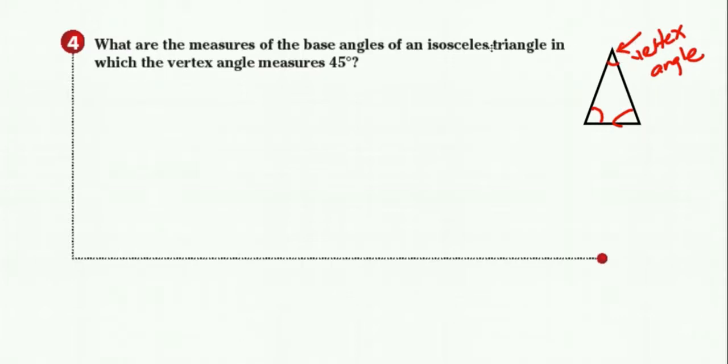Okay, we need to create a let statement. Just like always, we'll let x be equal to the measure of each base angle because that's what the problem is asking for. Adding up all the angles, that should be equal to 180 degrees. So you get your two base angles, which is x, add that to 45, which will give you 180.